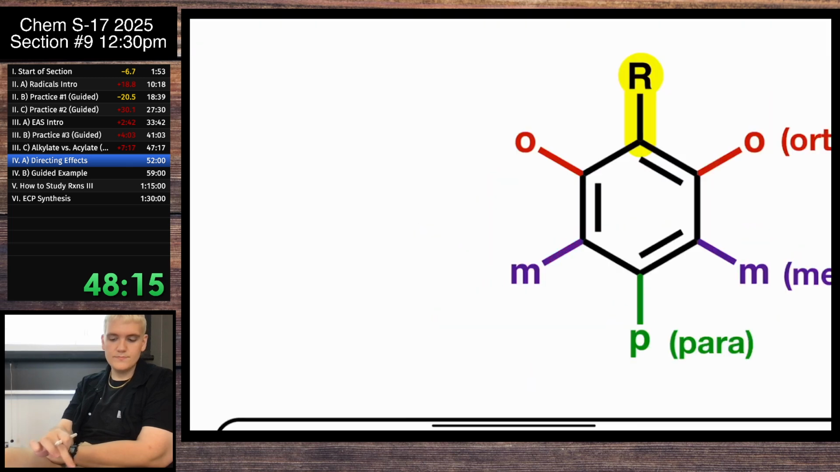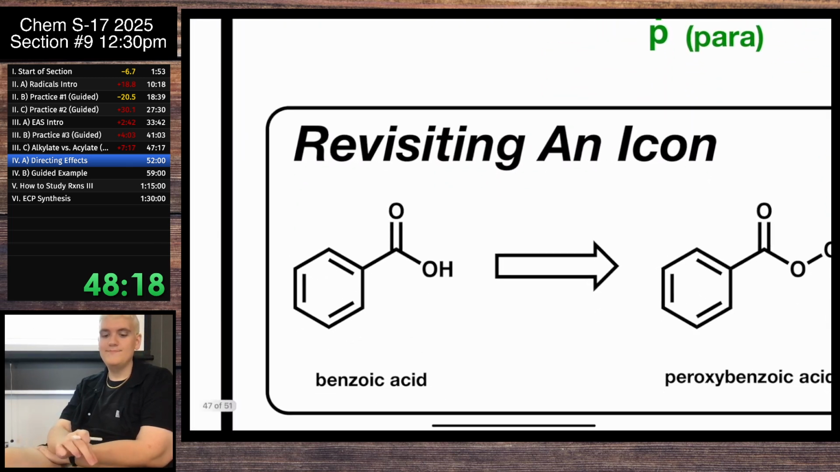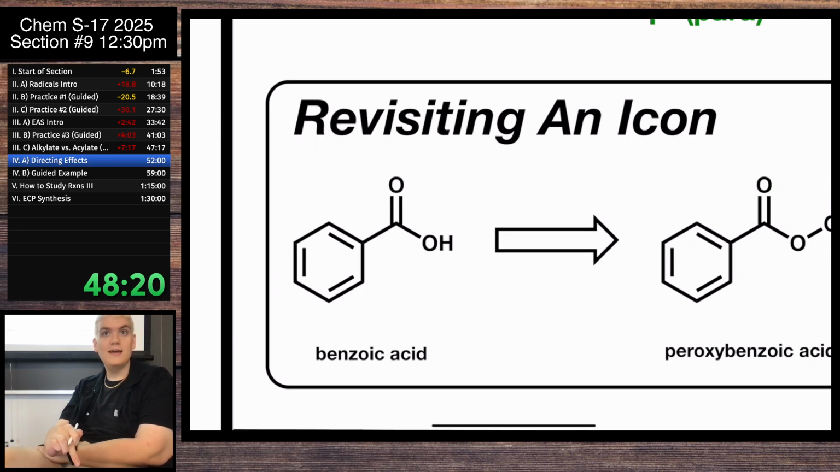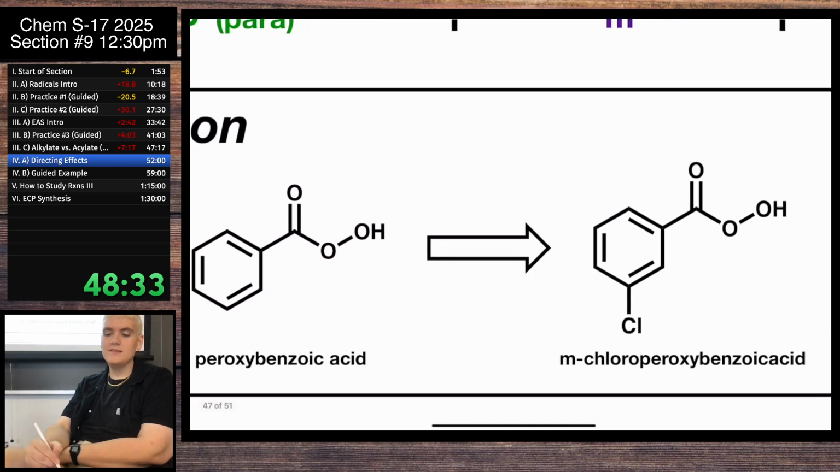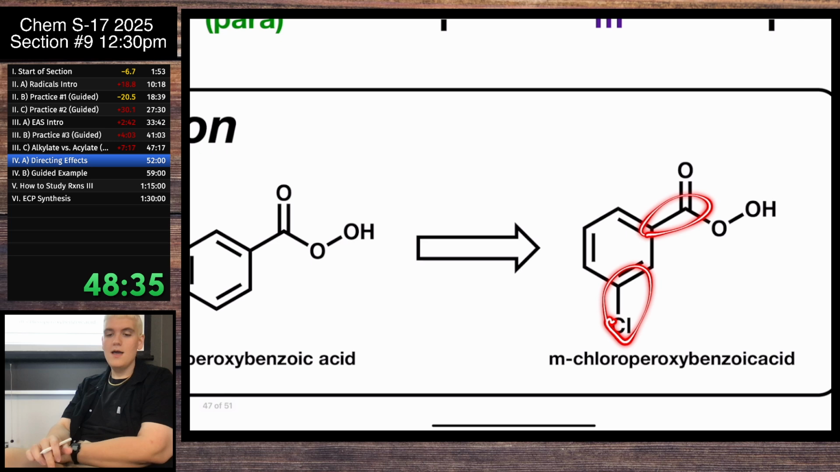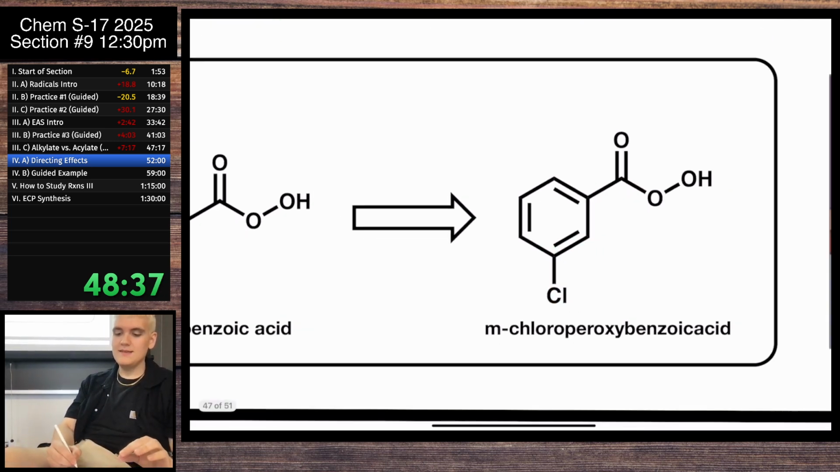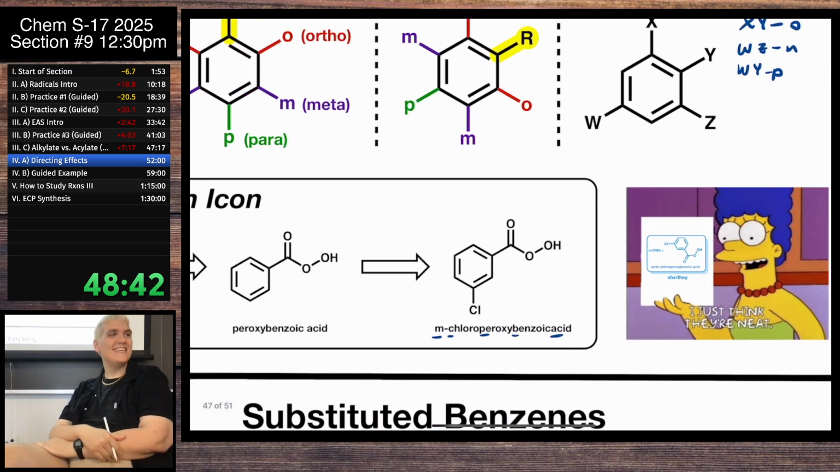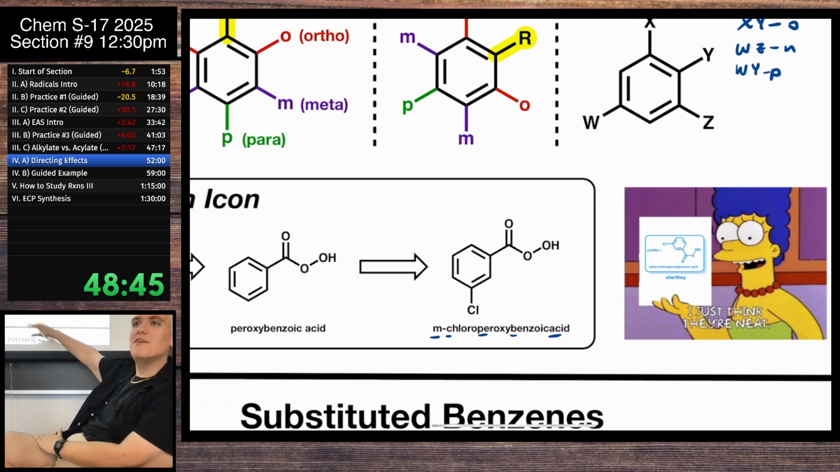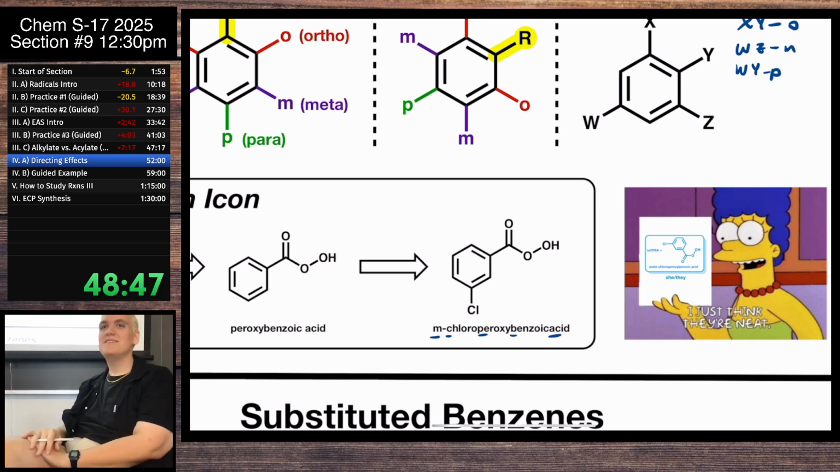And then, revisiting an icon. Benzoic acid is the benzene ring with a carboxylic acid. We could make that a peroxybenzoic acid by having an OO peroxide bond. And then if we stick a chlorine on, what's the relationship between these two? Meta. Metachloroperoxybenzoic acid. MCPBA. Oh my god! I just think she's neat. And now we know her full government name, so we don't have to call her MCPBA or metachloroperoxybenzoic acid.